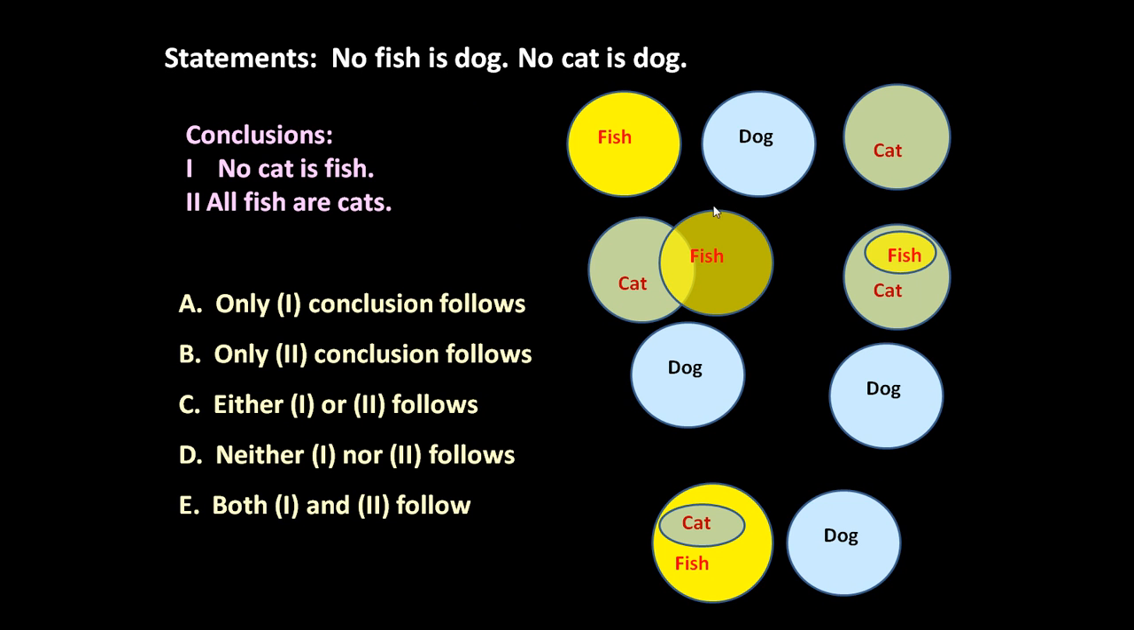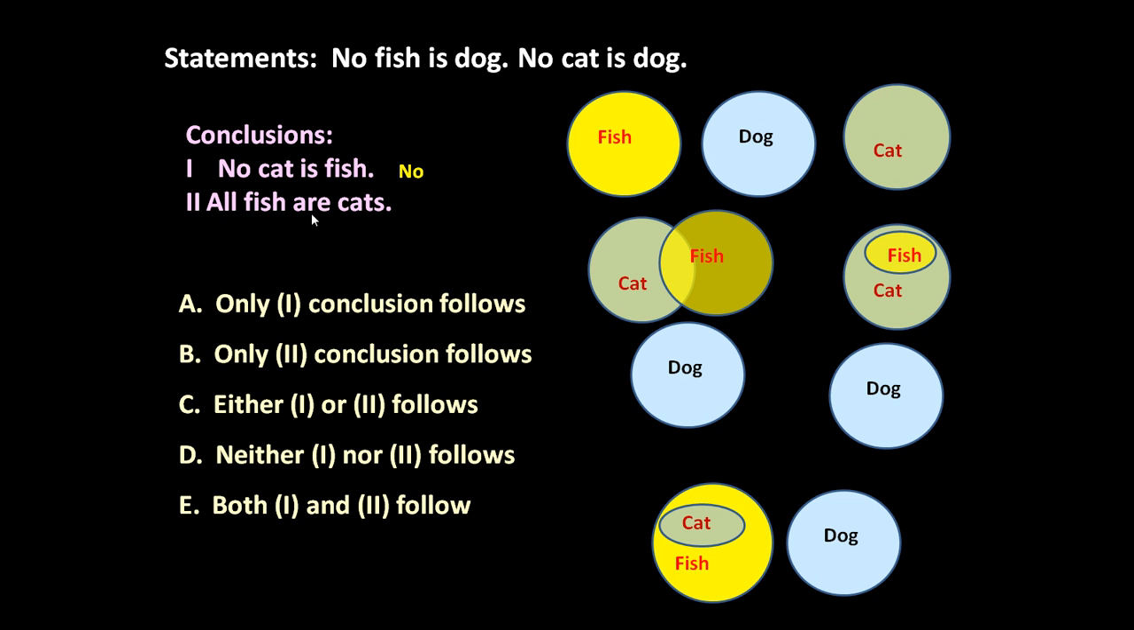So these two statements always follow, whether it is the first option, second, third or fourth. Now let us see the conclusion. No cat is fish in this, but in all these three, some cats are fish, all cats are fish. So we say no, conclusion 1 doesn't follow.